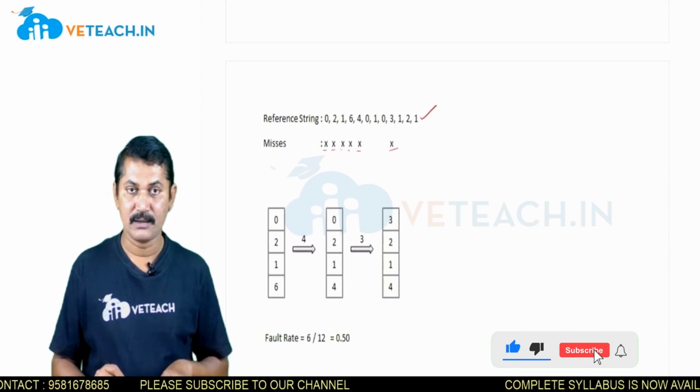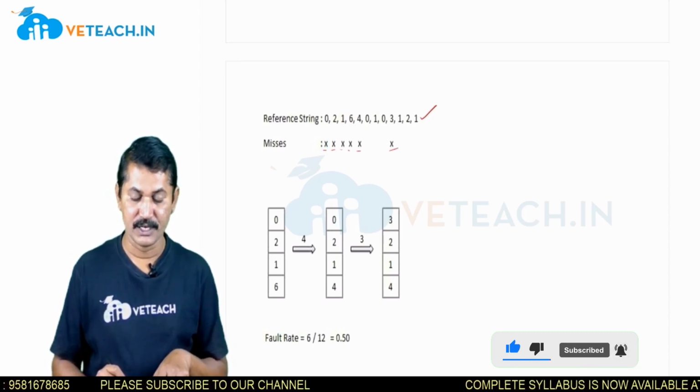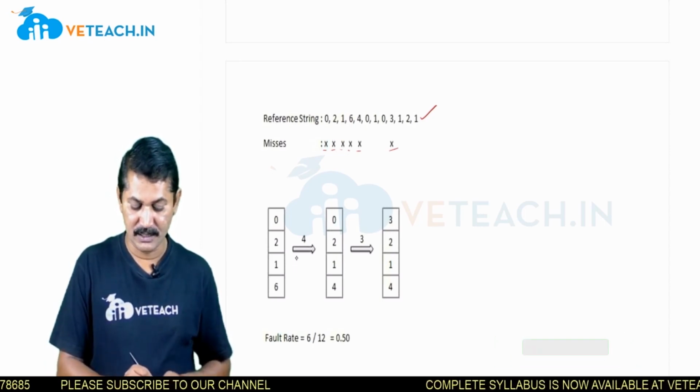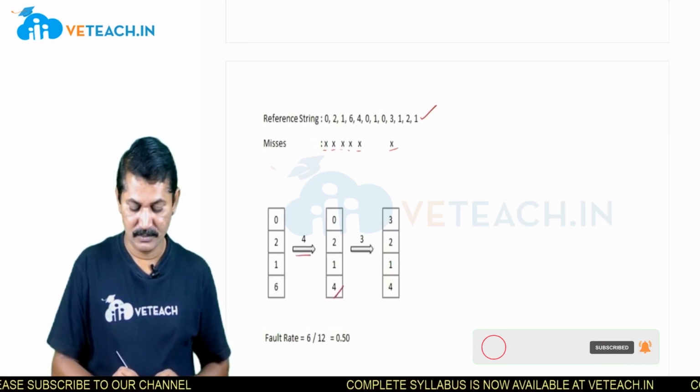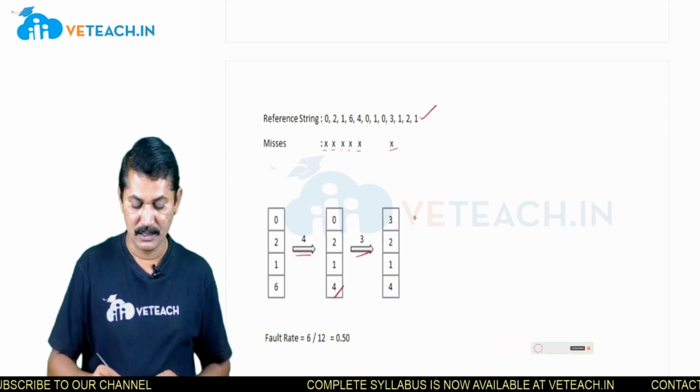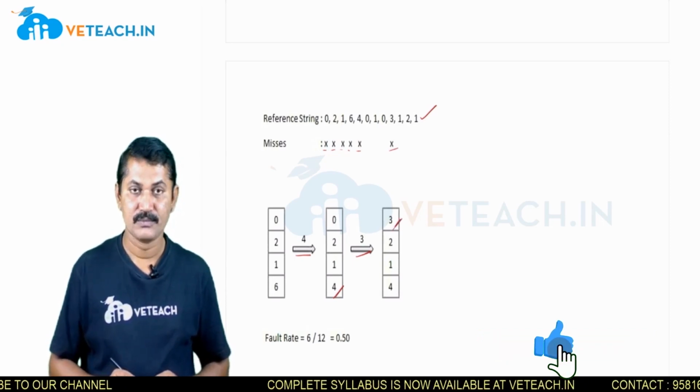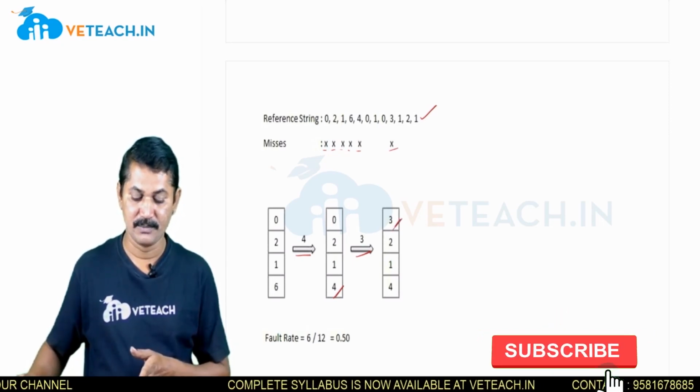So what are the missed references? We need to replace them. Here you can see the 4 has to be replaced like this and 3 has to be replaced like this. So the optimal page algorithm follows like this.